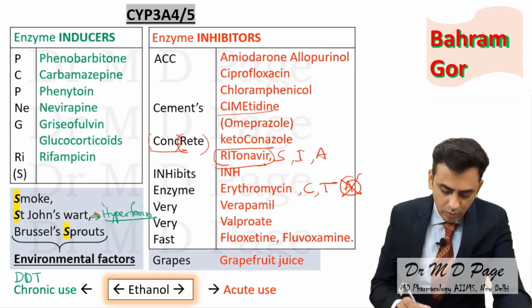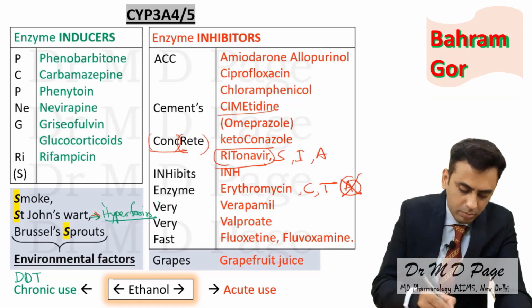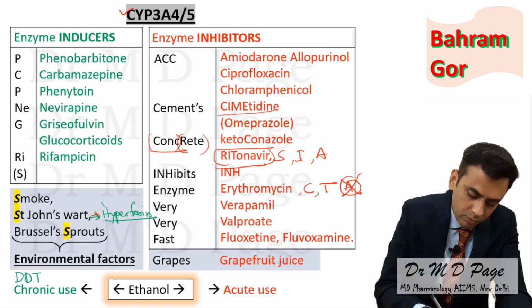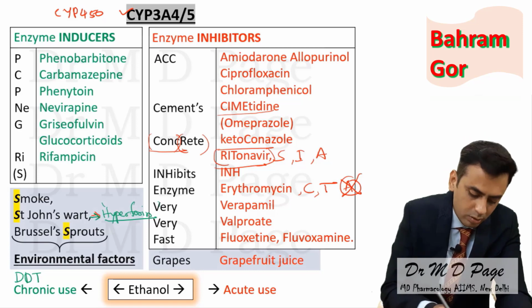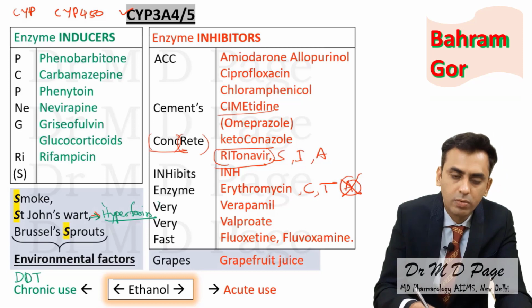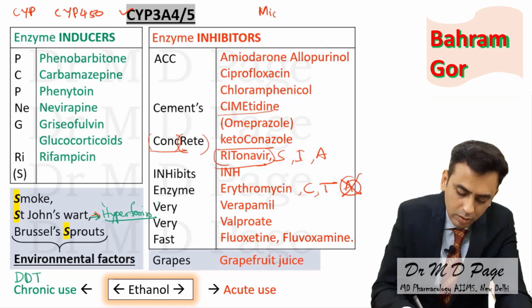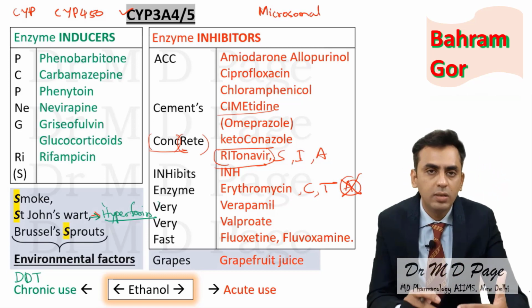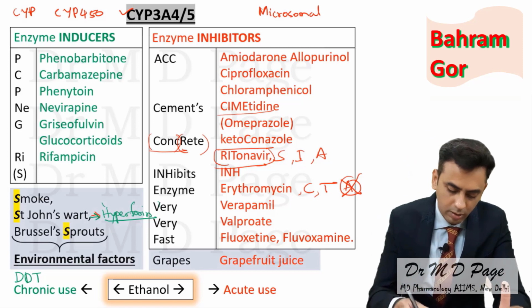Now you can use this chart, use these enzyme inducers, these enzyme inhibitors for questions asked for this CYP3A4, or if the question is asked for CYP450, Cytochrome P450, or if the question is just Cytochrome P or any other Cytochrome P450 enzyme, or if the question is asked microsomal enzyme inducers or inhibitors, you can use this chart. What I mean to say is these are in general inducer and inhibitor.